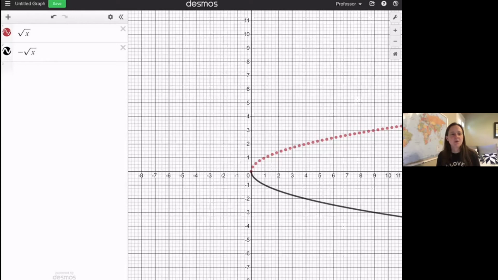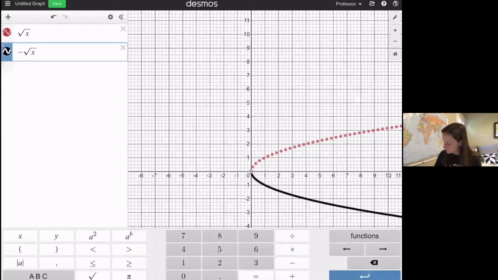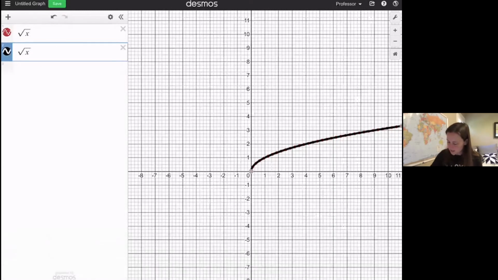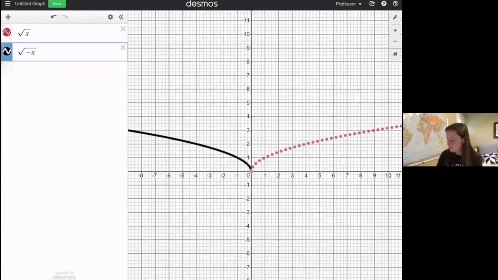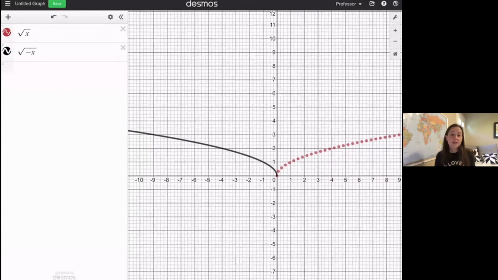All right, so let's see what happens when we put the negative on the inside of the square root. I'm going to hide this one while I type this in. So I'm going to put a negative on the inside. And that should look a little weird to you. I've spent a lot of time harping on the fact that we don't take the square root of a negative number. But watch what happens where this graph is. When I turn it on, you actually get this graph to exist over the negative x-axis.